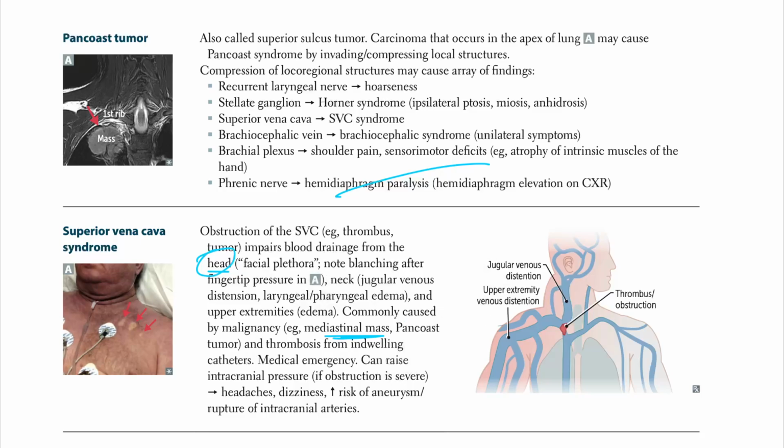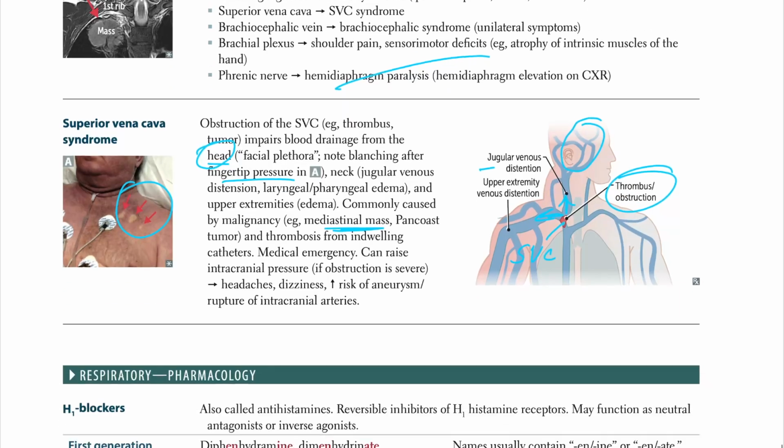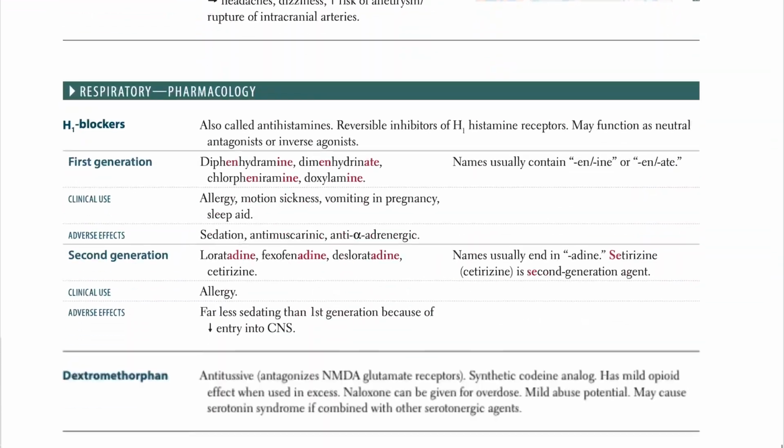Looking at this picture, we have obstruction in the superior vena cava. Right there is the obstruction of the thrombus. So everything is just blocked up. All the pressure goes back, and the fluid just goes into the extremities. And also JVD will be seen, and also facial plethora with blanching after fingertip pressure will be seen. So that's all about superior vena cava. Let's move on to the next one. Actually, it's all done. Great.